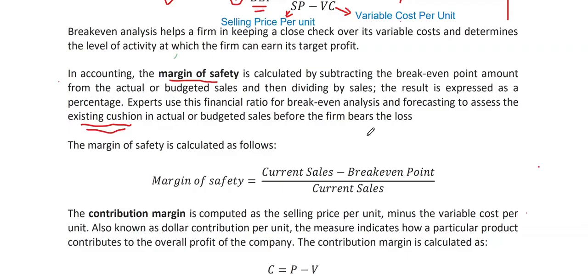Okay, so the margin of safety tells you what percentage a company can afford to lose from its current sales and still not be making a loss. It tells the company above what percentage of loss in sales it will start to make a loss. And it gives an impression of the cushion that the current sales level provides over and above the break-even point.